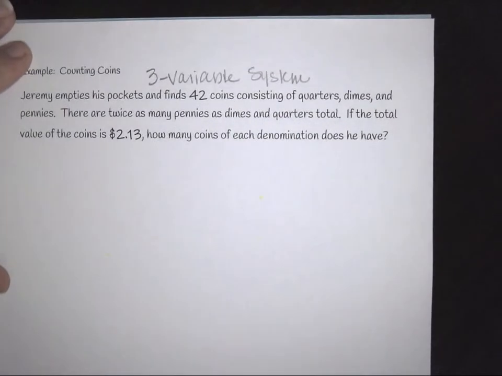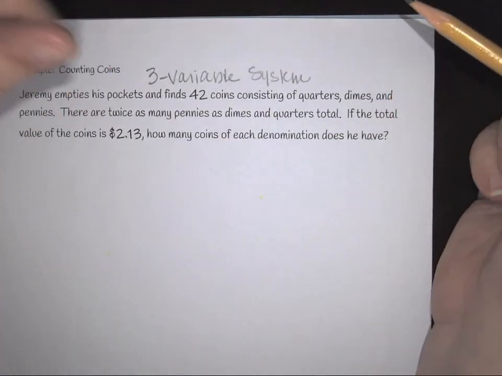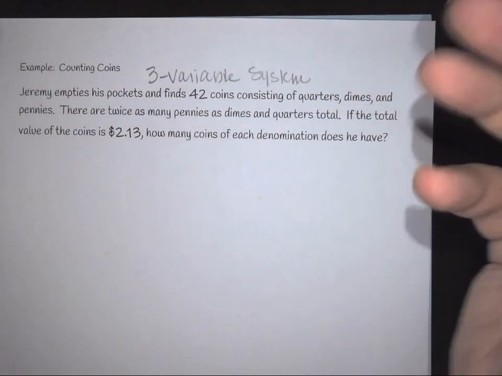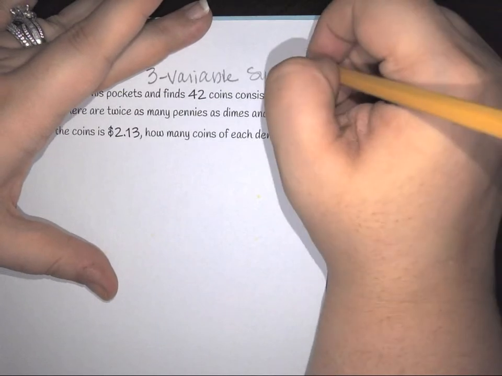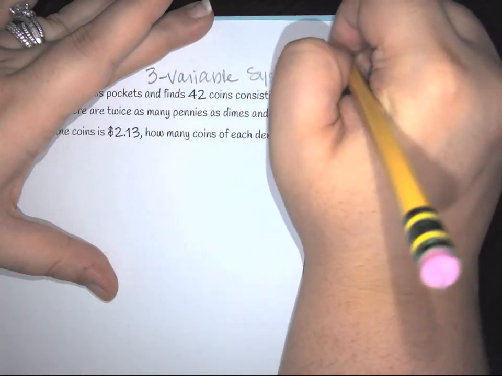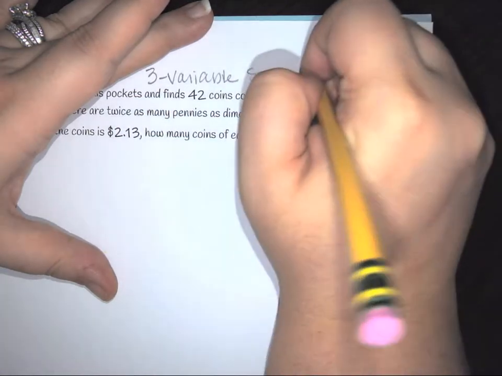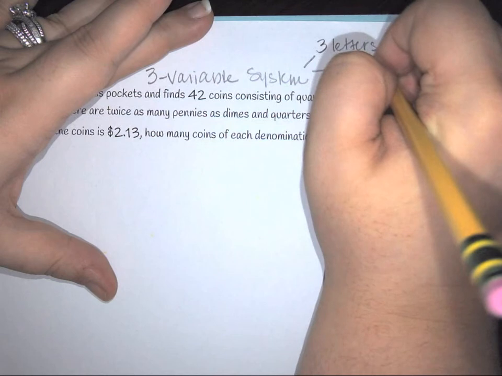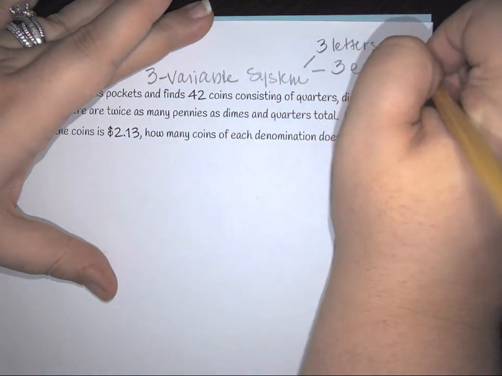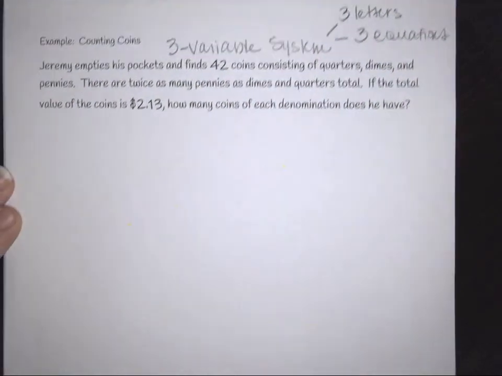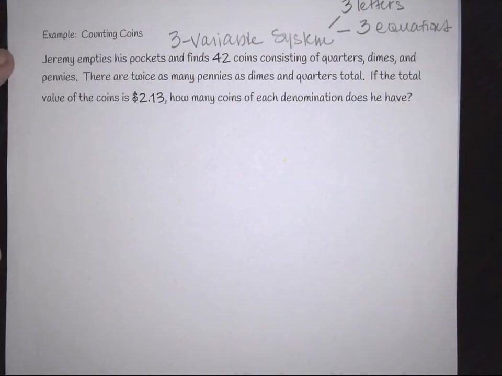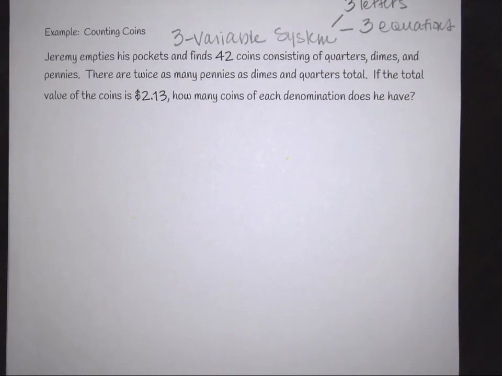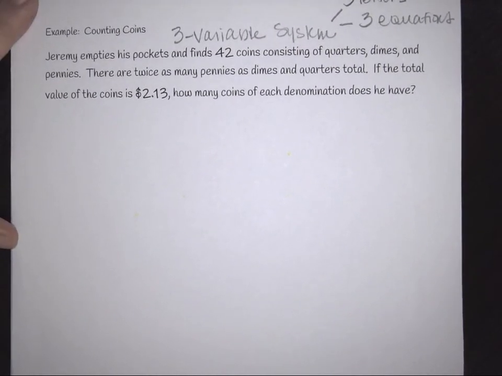Now the rules for system are simple. Your number of equations must match the number of variables. So a 3-variable system essentially means you're going to have 3 different letters or variables, and that means you need 3 different equations. So the first thing we have to do is we have to look and see, can we create that out of this problem? So, what do we know?